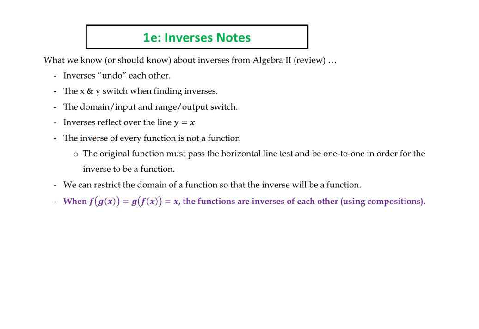We can restrict the domain of a function so the inverse will be a function, which I'll show you what that means. That's when I take the inverse of a square root, for example, and I get a quadratic. A quadratic is a full U, and the inverse of a square root would just be half of that. And when f of g of x and g of f of x equal x, the functions are inverses, and this is using composition, which we spoke about earlier this unit.